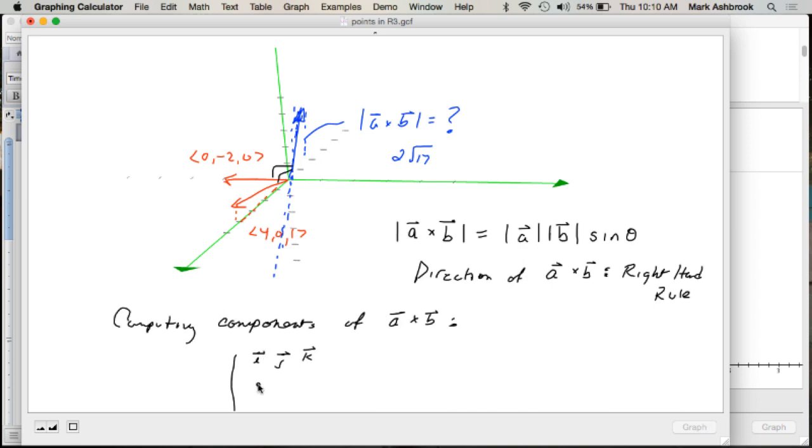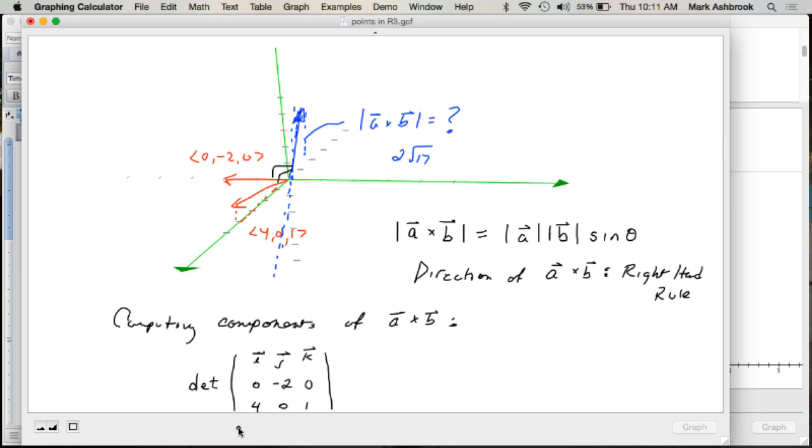The second row is our vector A, so that was what? 0, -2, 0. And our third vector is B. So if you apply the determinant algorithm to this matrix, the matrix whose first row is ijk, whose second row is a, and whose third row is b, the determinant algorithm will give us the vector that's the cross product.